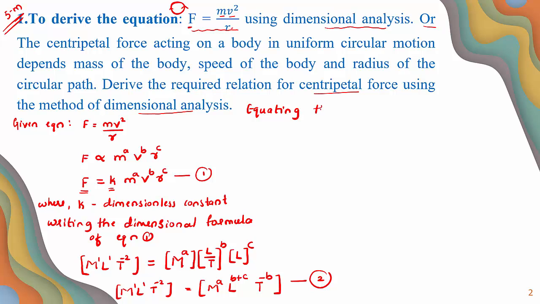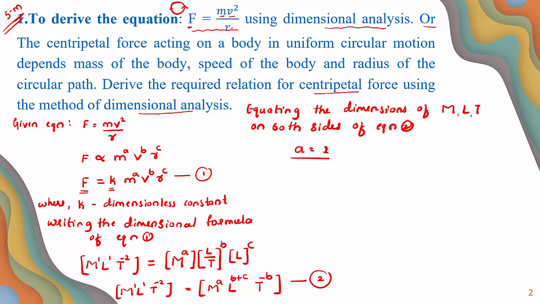What do we have to equate? Equating the dimensions of m, l, t on both sides of the equation. Which equation? Equation 2. So compare all the dimensions from both sides. We will get m raised to 1, m raised to a. So therefore we can write a equal to how much? 1. See here, m raised to 1, m raised to a, so a equal to 1.